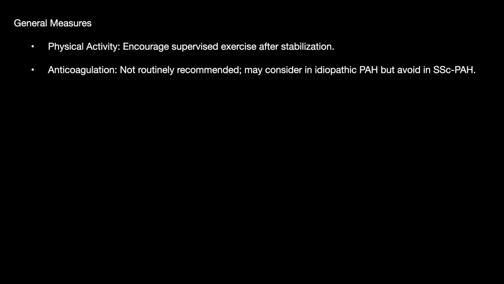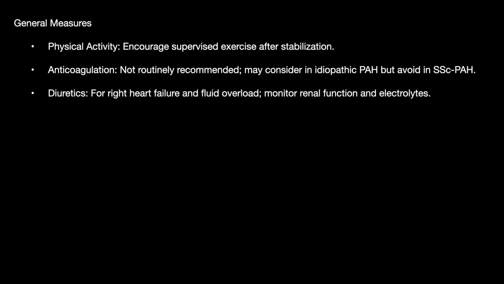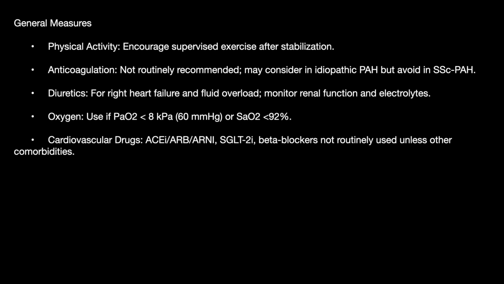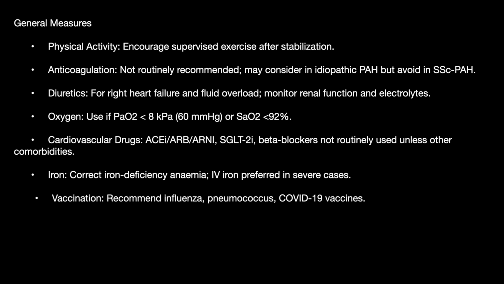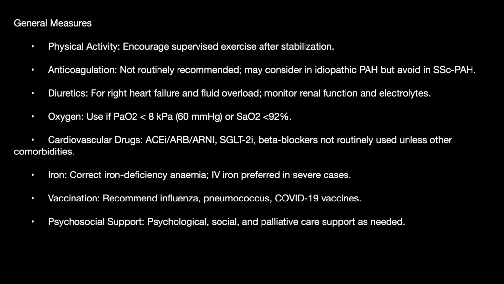Now, what you do for treating these cases, the general measures are: encourage supervised exercise after stabilization; anticoagulation not routinely recommended but may continue in idiopathic PH, but avoid in systemic sclerosis. Diuretics for right heart failure and fluid overload, monitor the renal function and electrolytes. Oxygen: accept a PO2 less than 60, saturation less than 92. Cardiovascular diseases, treat with ACE inhibitors and SGLT2 inhibitors. Beta blockers not routinely used unless other comorbidities are present. Iron: correct the iron deficiency anemia. Vaccinations need to be done.